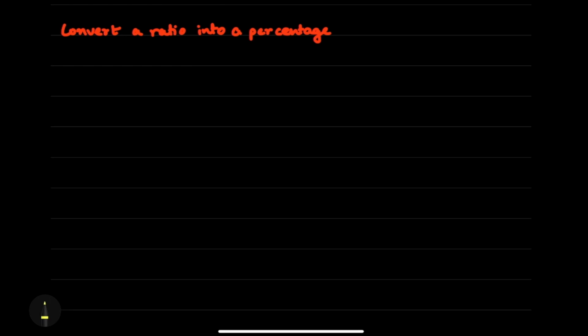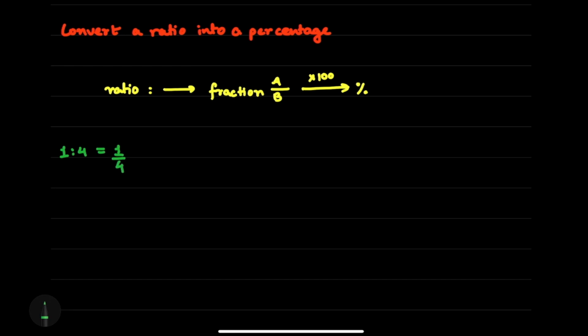So let's convert a ratio back into a percentage, and we follow the same route in reverse. We'll first have the ratio, we convert it into a fraction in simplest form, and then we convert it into the percentage form by multiplying it by 100. Let's take an example. Say we have 1 is to 4 and we want to convert it into a percentage. So 1 is to 4 can be written as 1 by 4, and when we convert it to a percentage, it becomes 1 by 4 into 100. And when we simplify this, we get 25%.